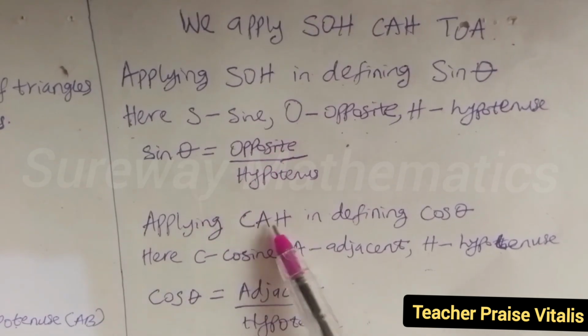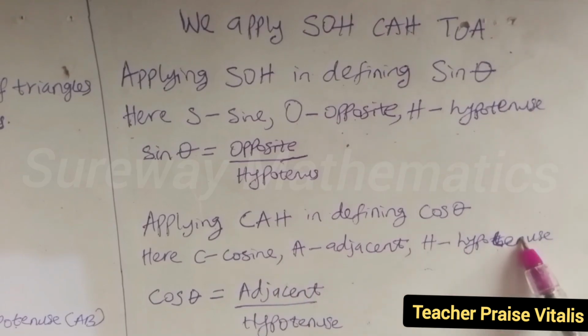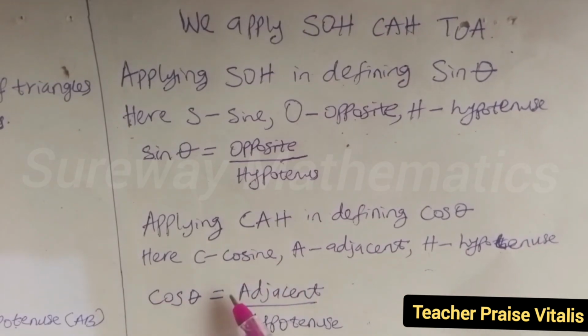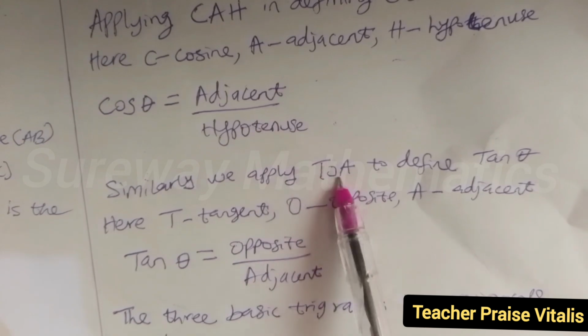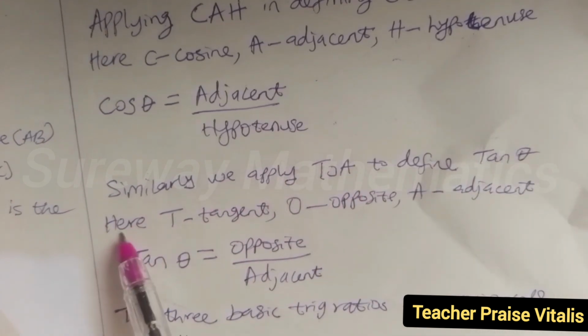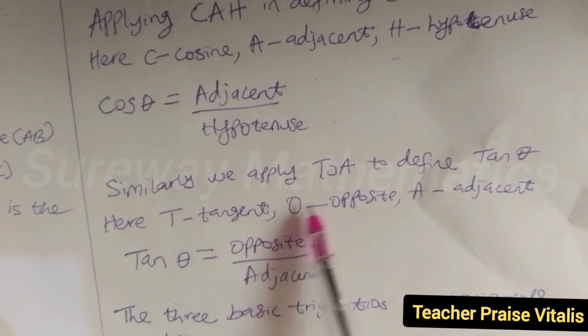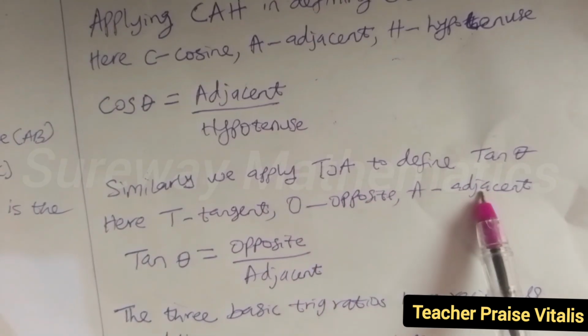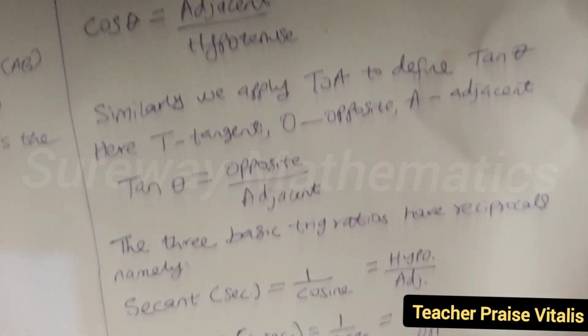Applying CAH in defining cos theta, here C represents cosine, A for adjacent, and H for hypotenuse. Therefore, cos theta equals adjacent over hypotenuse. Similarly, we apply TOA to define tan theta. Here T represents tangent, O for opposite, and A for adjacent. Therefore, tan theta equals opposite over adjacent.